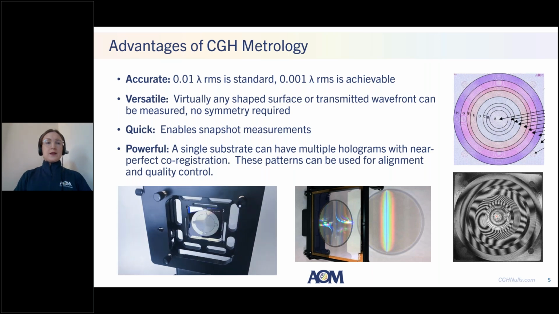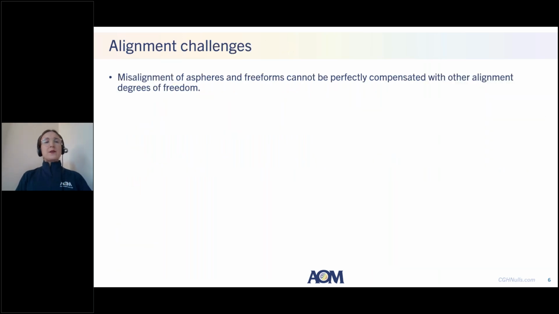Okay, so I've talked about the benefits of CGH measurements, but there are some challenges specific to freeform optics when you go to align them in an interferometric test. When you're measuring a sphere in an interferometer and that sphere has a decenter error, you can always perfectly compensate for that decenter with a tilt compensation. But with an A-sphere or a freeform, we no longer have that perfect compensation with those 2 degrees of freedom.